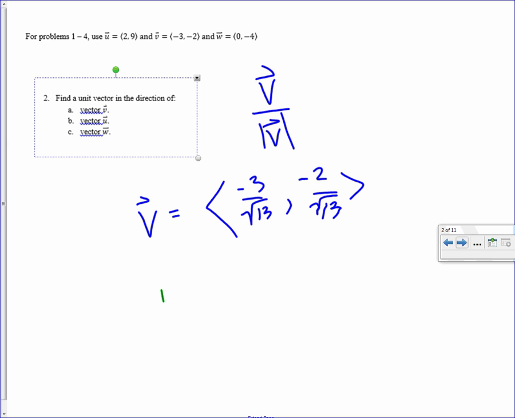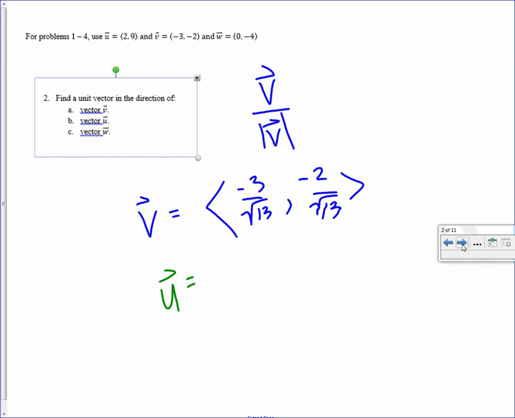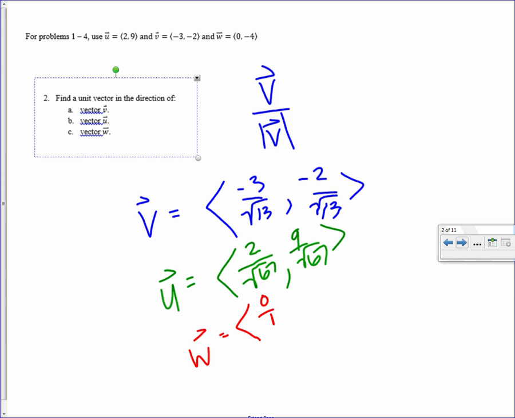For vector u, our magnitude was radical 67. Yep, right there, radical 67. So we're going to take the original and just divide it by radical 67. Same thing for vector w. The magnitude was 4. So we're going to take the original and divide it by 4. Now there is some simplifying that can be done here. So let's do that. 0 divided by 4 is just 0. Negative 4 divided by 4 is negative 1.